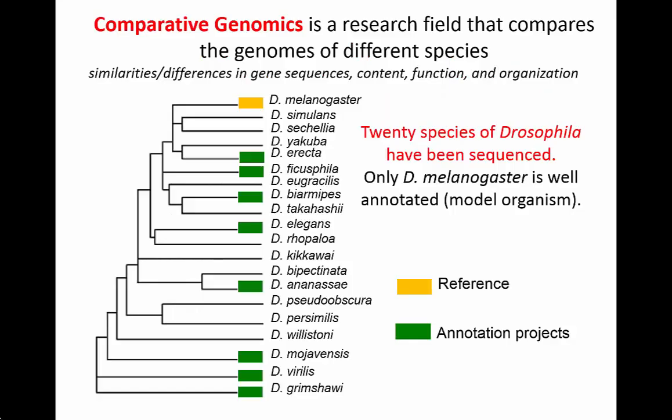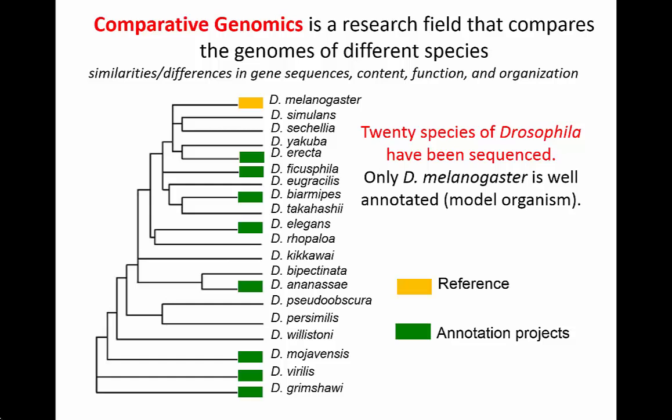The sequencing of the human genome and many other genomes has now ushered in a new area of science called comparative genomics. Comparative genomics is a new research field that compares the genomes of different species. People look at the sequences themselves, they look at the content and function of the genes, and the organization of genes, and try to learn something about their research question.